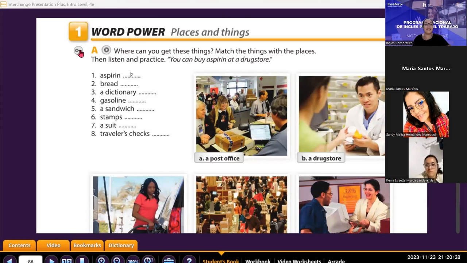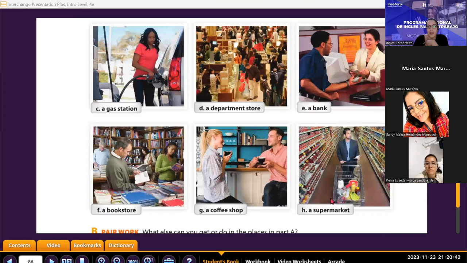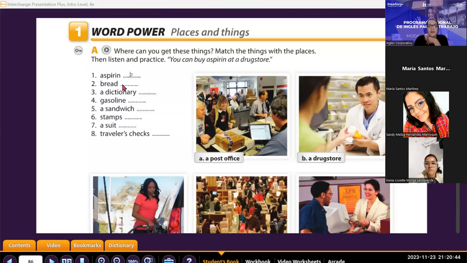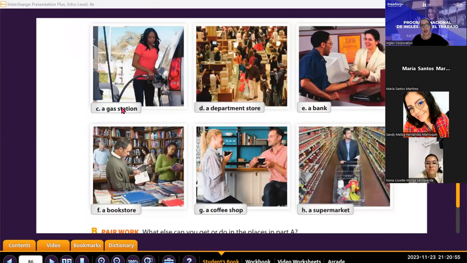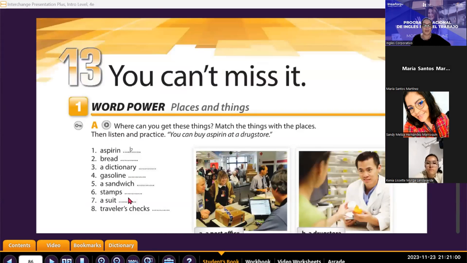Not exactly. Supermarket. At a supermarket. So we put here H. Where can you get that dictionary? A bookstore. Letter F, at a bookstore.